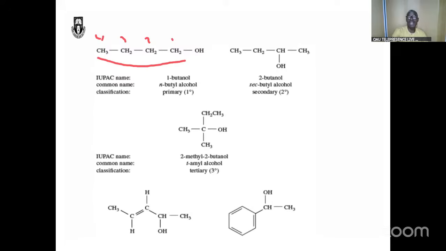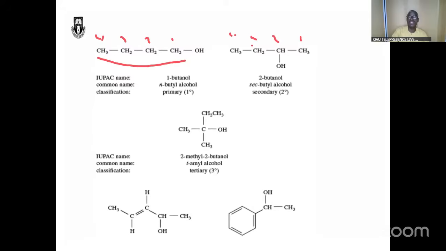Another example, the second one here. The parent alkane is also butane, and the OH is attached to the second carbon. That carbon bears one other hydrogen, and that makes it a secondary alcohol. The IUPAC name will be 2-butanol because the OH is attached to carbon 2, so it is butan-2-ol or 2-butanol.